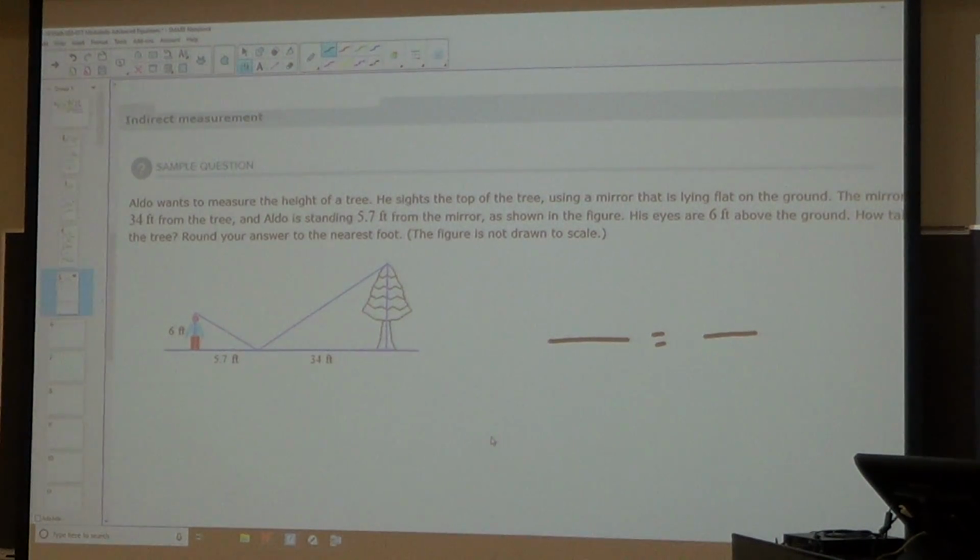Remember, the order in which you point has got to be the same. 6 over x. Yeah, I like 6 over x. 5.7 over 34. Perfect. So she did 6 over x, and 5.7 over 34. That does not mean that's the only pattern. I could have done 6 over 5.7 and x over 34.